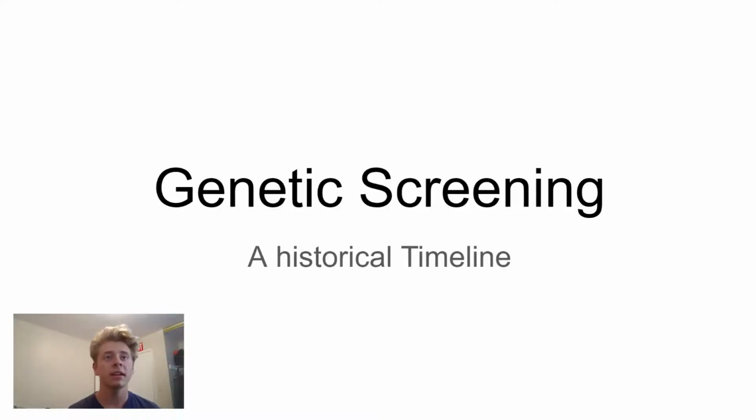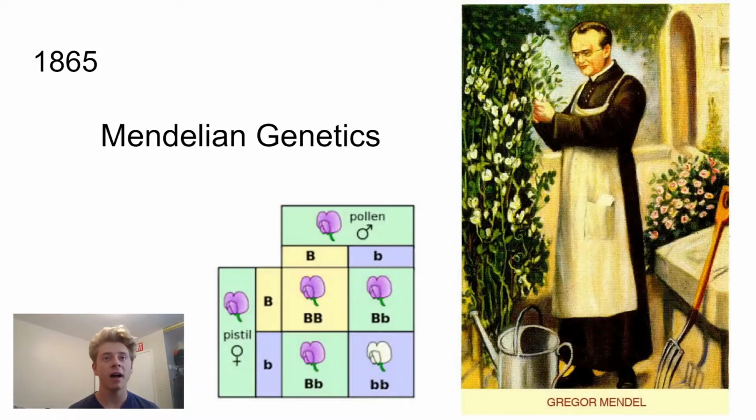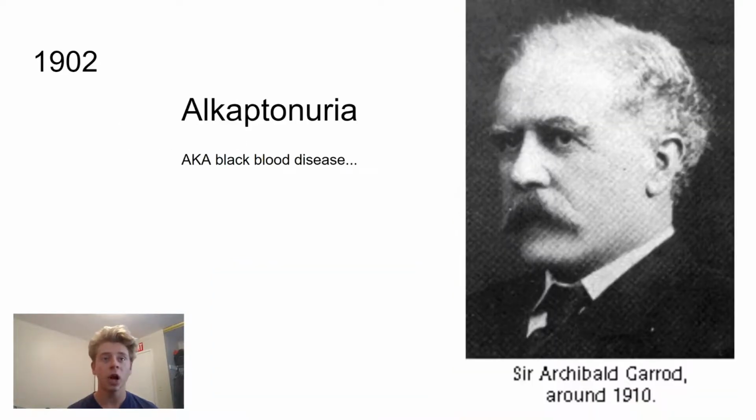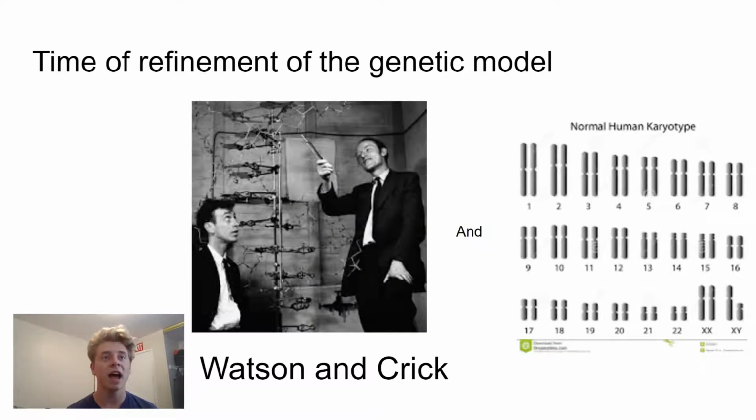The history of genetic screening dates all the way back to 1865 with Mendel's experiments on pea plants. This gets the ball rolling with the creation of Mendelian genetics. Skip a few decades and we already see people such as English physician Archibald Garrod linking diseases to our genes. Garrod is able to correlate alkaptonuria as a recessive Mendelian trait. For almost half a century, we see great development in our understanding of the genetic model, with large breaks in science such as Watson and Crick's double helix model and the definition of the number of chromosomes in humans.